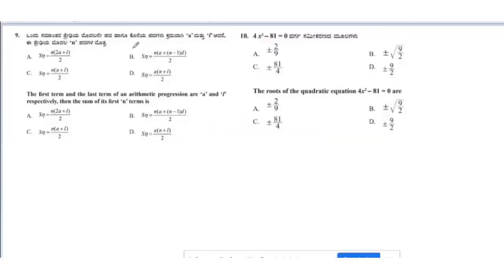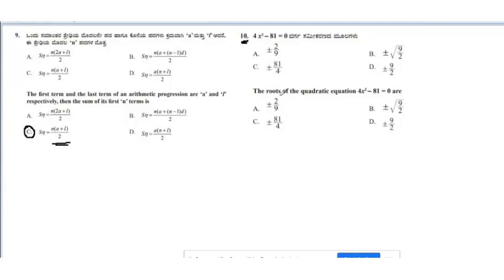Ninth question. The first term and the last term of an AP are a and l. Then find the sum to n terms. This is the basic sum to n terms formula when a and l are given. Sn is equal to n by 2 into (a plus l). So the correct formula for this question is C.